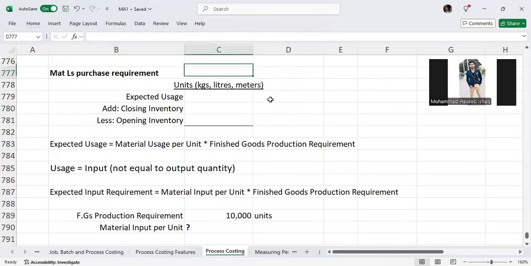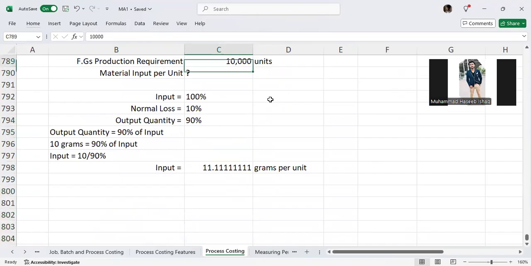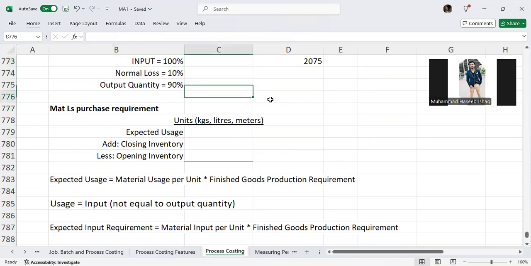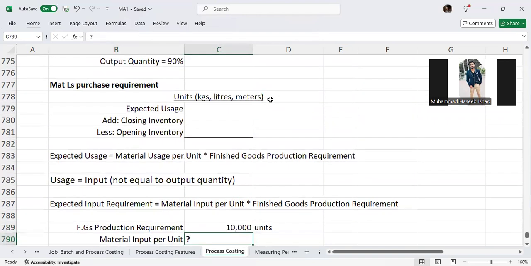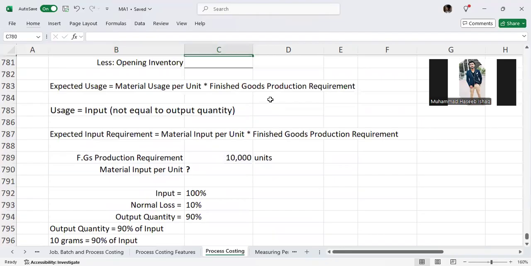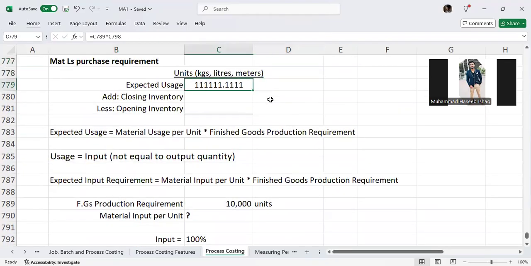So now, what would be the material input per unit? We have just come to the material input per unit. So what would be the expected input requirement? Expected input requirement would be equal to expected usage, which is 10,000 units multiplied by the material input per unit, which is 11.11. So expected usage is this figure in grams. So now you have to add the closing inventory requirement.